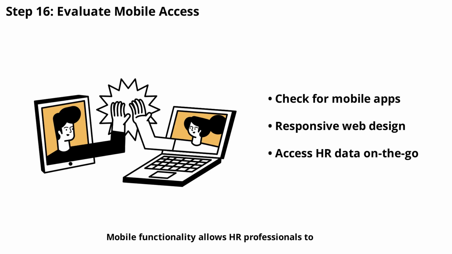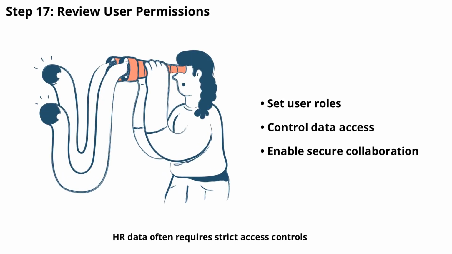Mobile functionality allows HR professionals to manage tasks and access data anytime, anywhere. HR data often requires strict access controls. Review how each platform manages user permissions and roles. Ensure you can set granular access levels for different team members, protecting sensitive information while enabling collaboration.